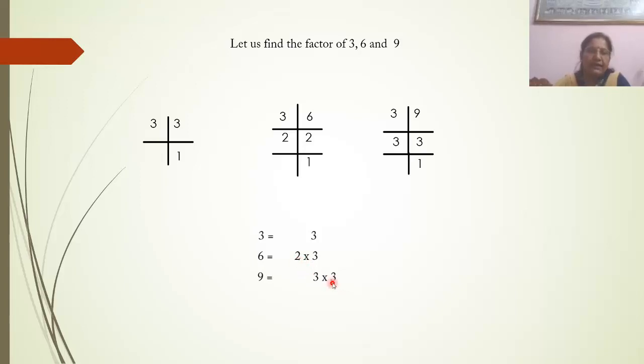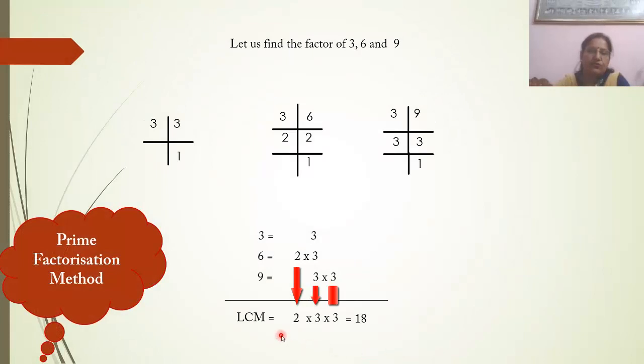3 is common here, so we will take it only once. And which is left? 2 and 3. So the LCM of these numbers is 2 into 3 into 3. We have taken 3 only once because 3 is common in all of them. So the LCM of these three numbers is 18, and this method is known as the prime factorization method.